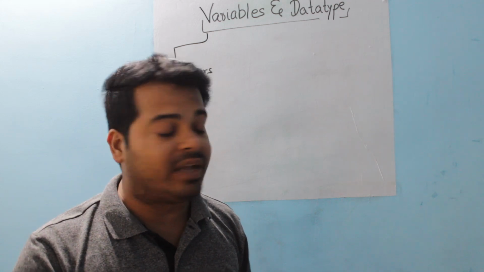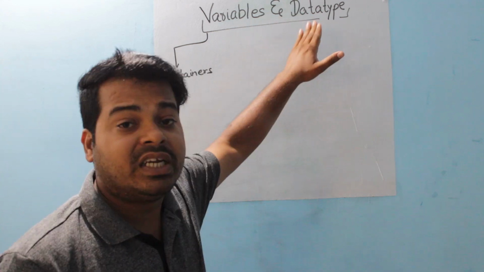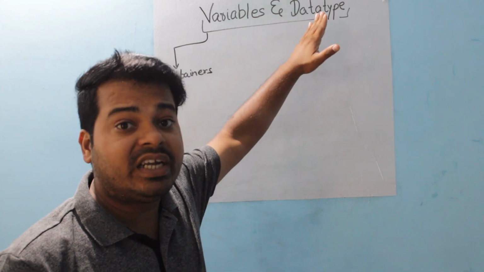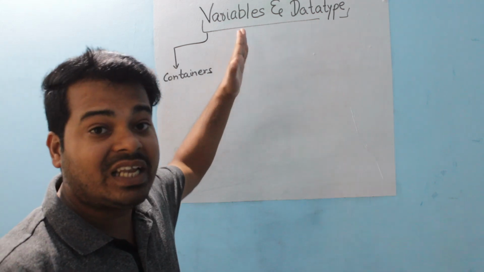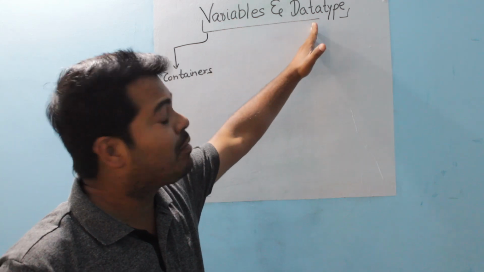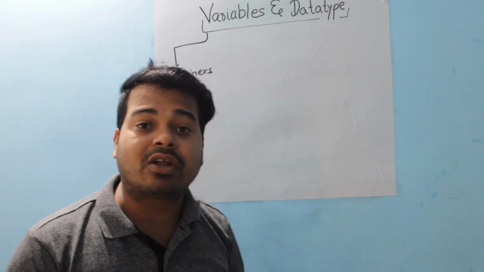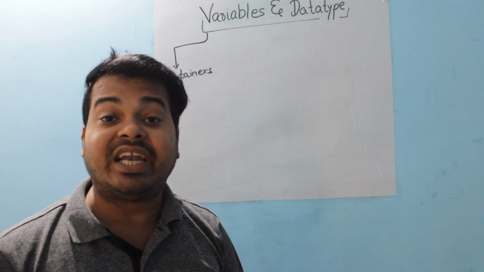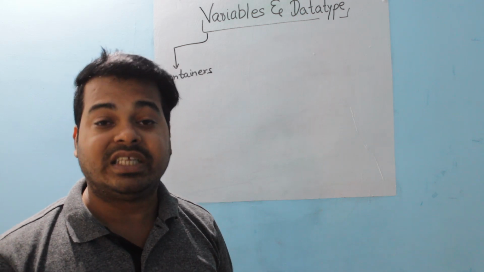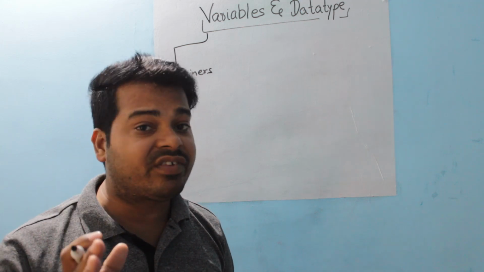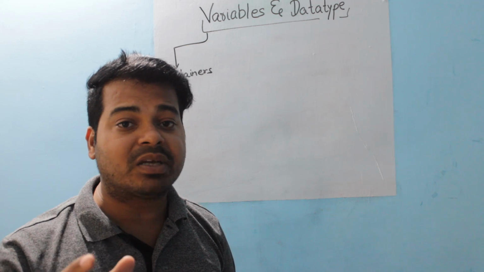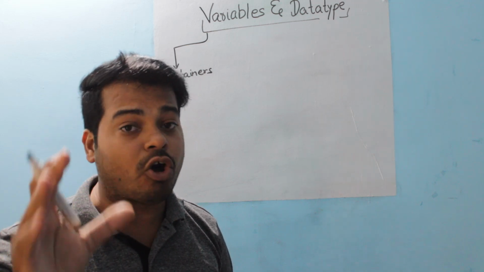In a similar way, we have data types. Data types define what kind of data my variables can store. The different types of data types we have are called primitive data types and reference data types. In this video, we are just going to talk about primitive data types. Reference data types I will be covering when we deal with objects.